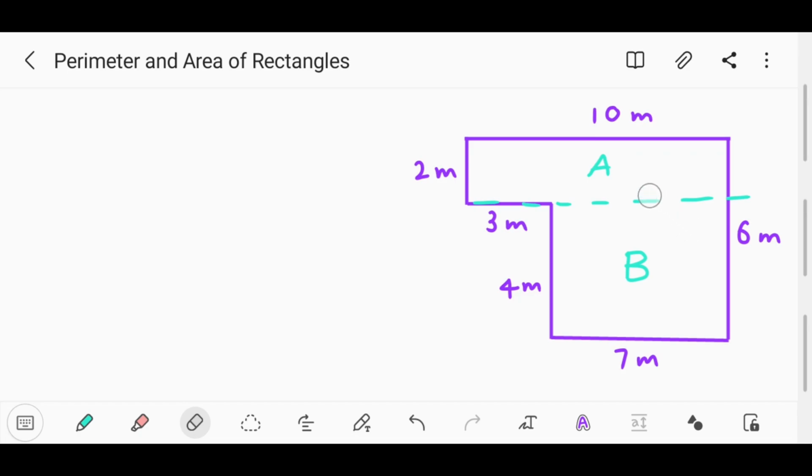As you can see, I've labeled this rectangle A and this rectangle B. To find the total area of this compound shape, we first need to find the area of A, and then we need to find the area of B, and then we need to add it up together. So let's start by trying to find the area of A.